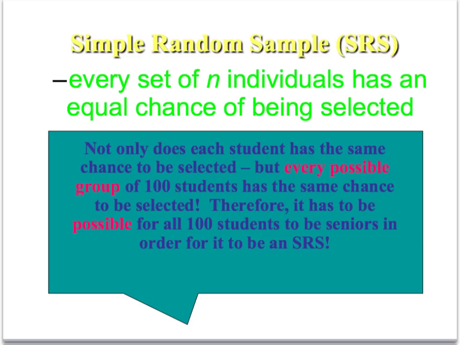The second criteria for a simple random sample is that every set of individuals chosen has to have an equal chance of being selected. So what that means is that not only does each student have to have the same chance to be selected, but every possible group of 100 students has to have the same chance. So therefore, it has to be possible for all 100 students selected to be seniors in order for it to be a simple random sample. Now, is it likely that all 100 we choose will be seniors? No, it's not highly likely, but they still have the chance to be that.